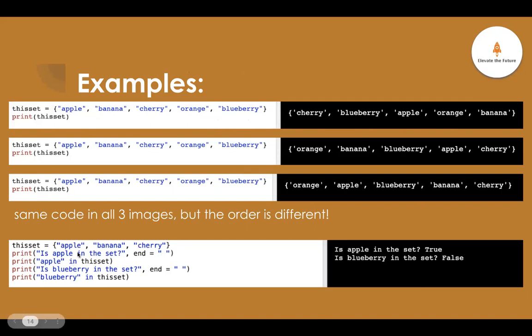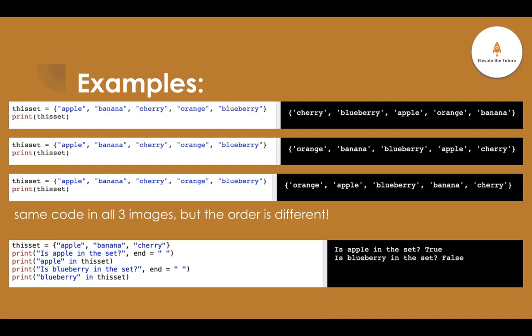Sets are useful because with lists and tuples, you'd have to go through every single item in the list or tuple to see if a certain item is inside of it. But with sets, since they're unordered, you can just ask the program, is this item in the set? If it is, it'll return true. If it's not, it'll return false. So you can see here it's checking whether an apple is in the set, and it returns a Boolean value.